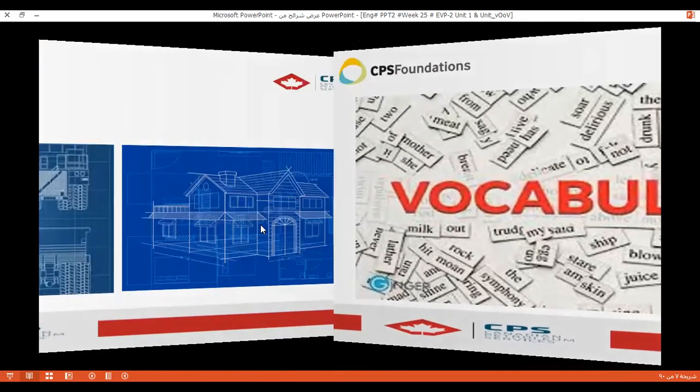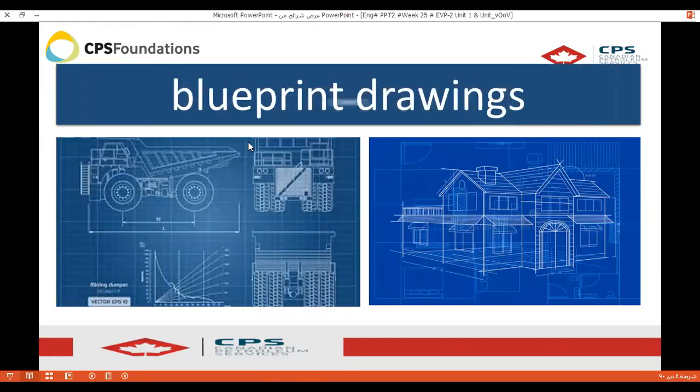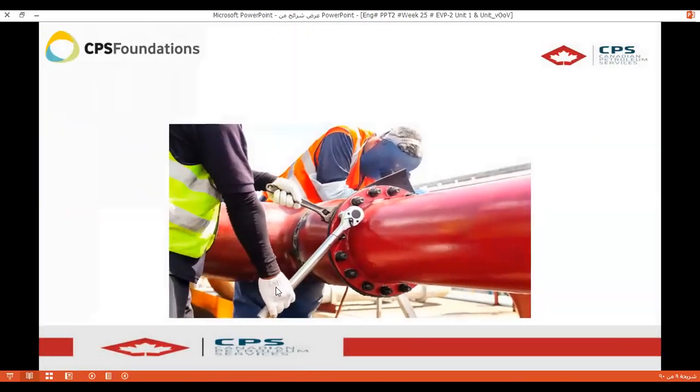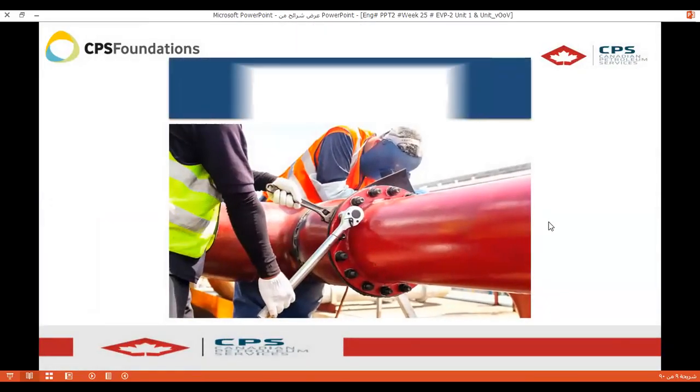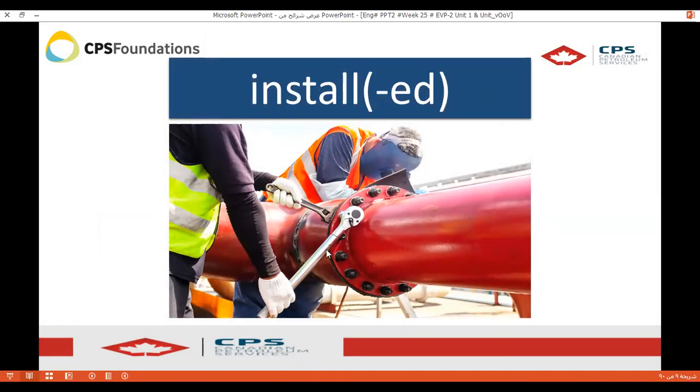Vocabulary. The first item of vocabulary is blueprint drawings. Blueprint drawings are drawings with white lines and blue background, as you see. So they are always used for designing a first design of a product like a house or a machine. The second word here, what are they doing? They are installing. Install is to fix something new to an older place. So they are fixing or installing a new pipe here.